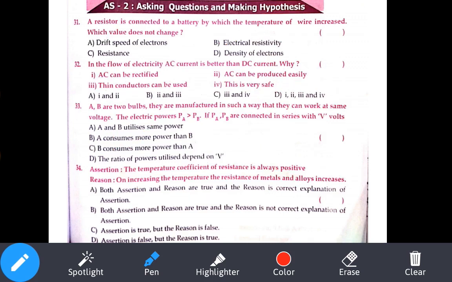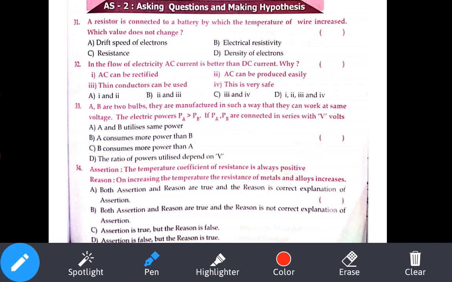In flow of electricity, AC current is better than DC. Yes, it is, because it can be modified. What is the option there again? It can be rectified. Yes. It can be produced easily. Yes. Thin wire can also be used. Yes, it is also correct. This is safe. So all the four options are correct. Which is the option? Yes, I think the fourth one. Option number 4 is the right answer.